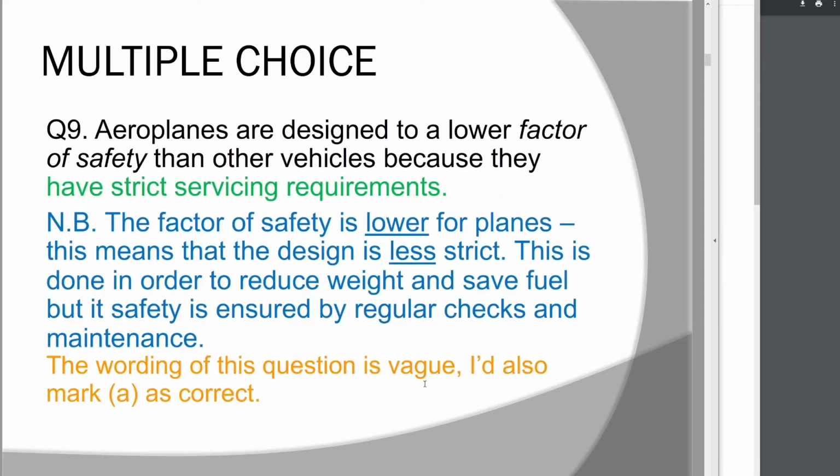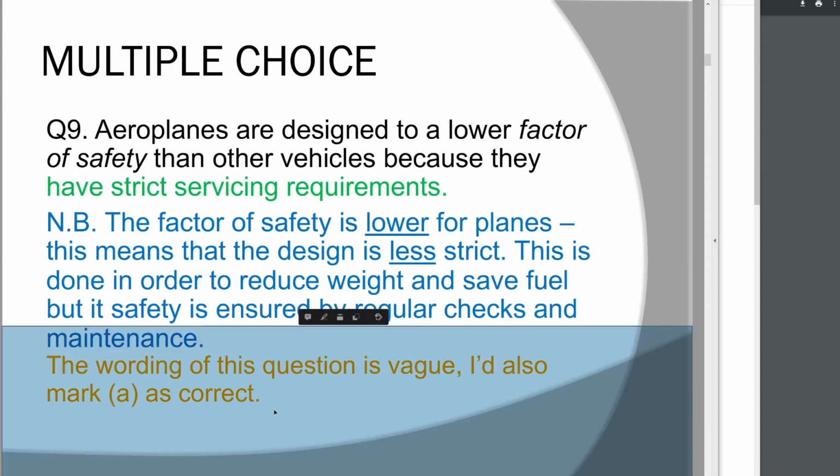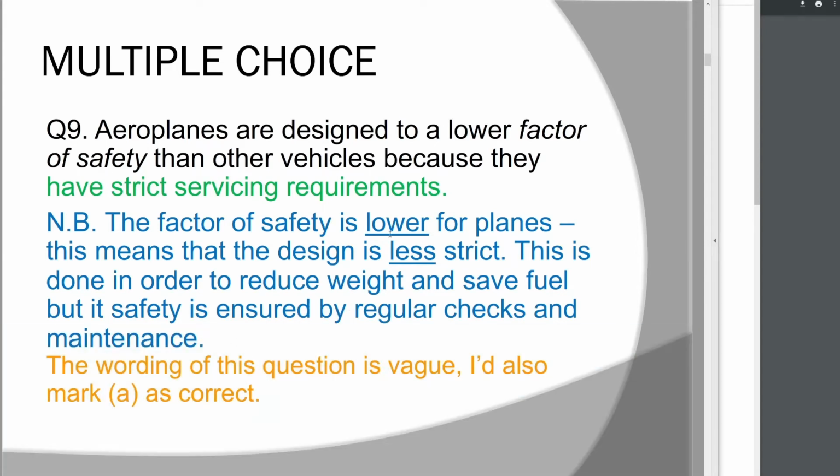Aeroplanes are designed to have a lower factor of safety than other vehicles because they have strict servicing requirements. I said here that the wording of this question is vague. I would have also marked A as correct. I think A was that planes need to be light. That was a question I used in this year's Year 12 test. I wouldn't put this in the Year 11 test anymore.